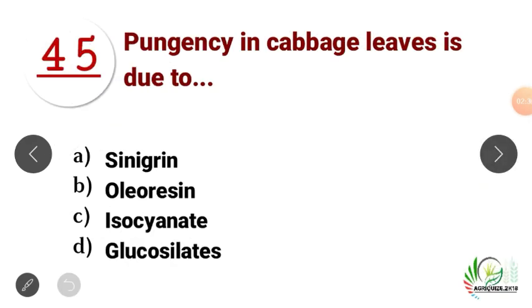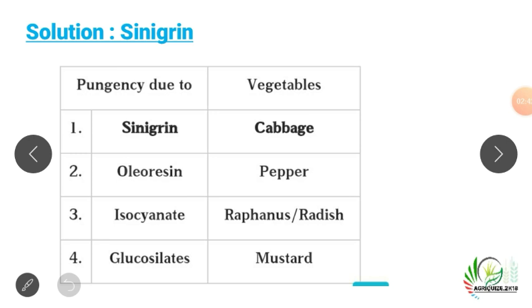Question number 45. Pungence in cabbage leaves is due to. Option is correct. Sinigrin. Pungence in cabbage is due to sinigrin. In pepper, due to oleoresin. In radish, due to isothiocyanate. And in mustard, it is due to glucosinolates.